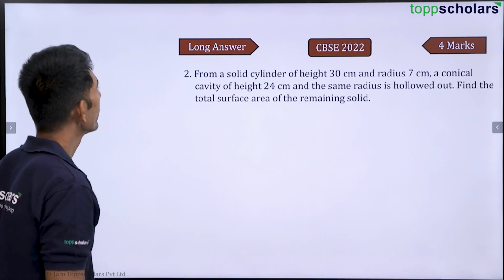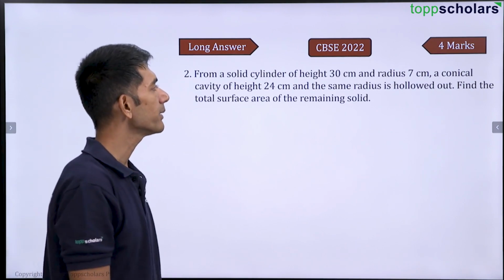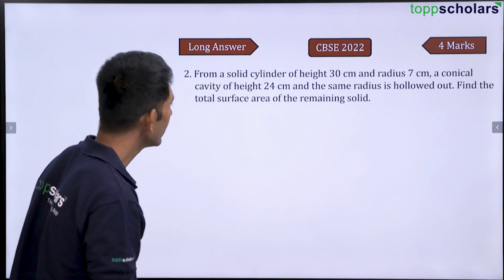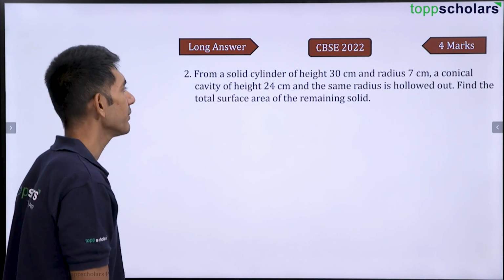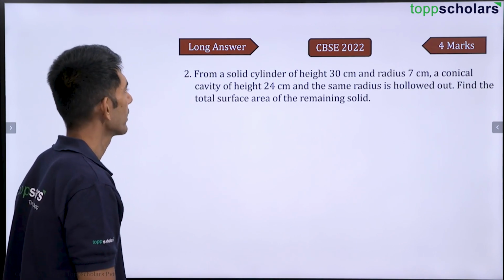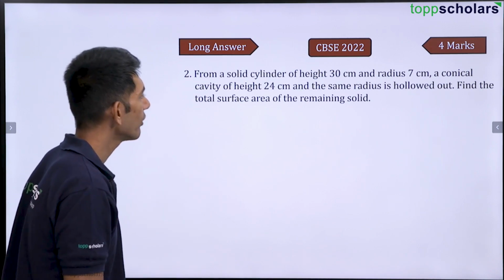Let's have a look at a new question now. It says, from a solid cylinder of height 30 centimeter and radius 7 centimeter, a conical cavity of height 24 centimeter and the same radius is hollowed out. Find out the total surface area of the remaining solid.